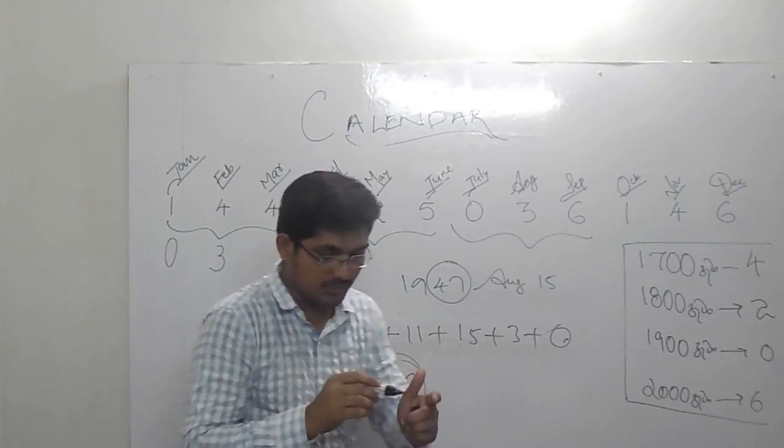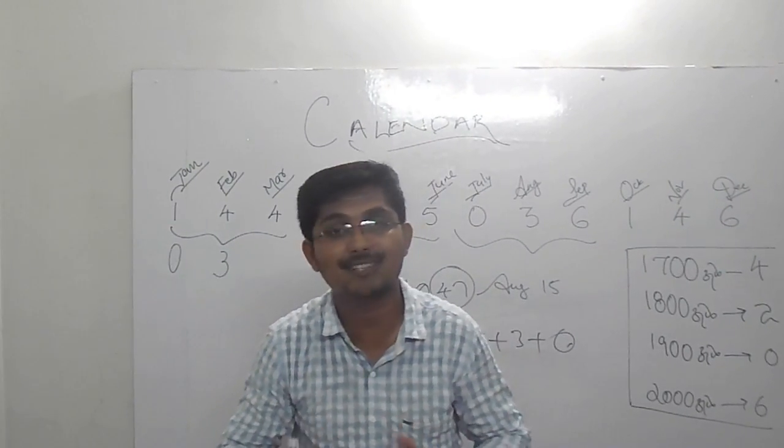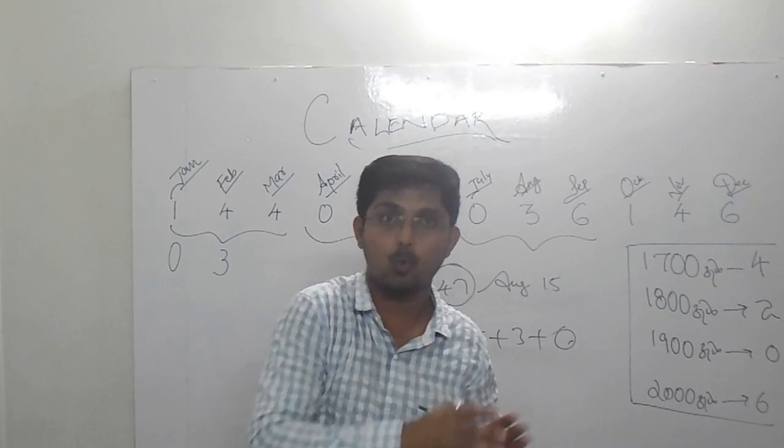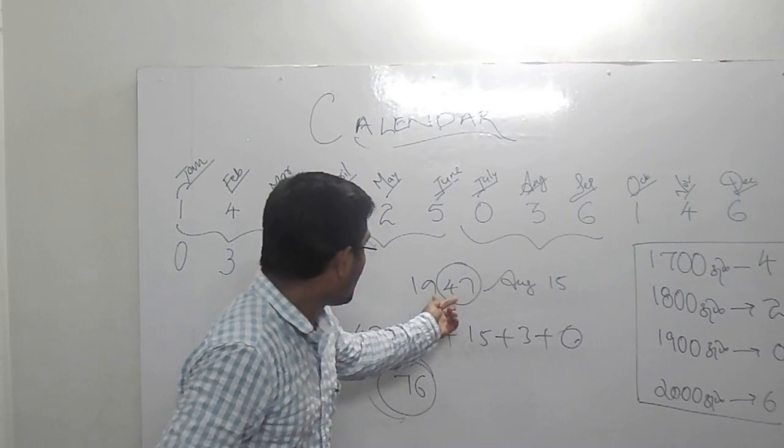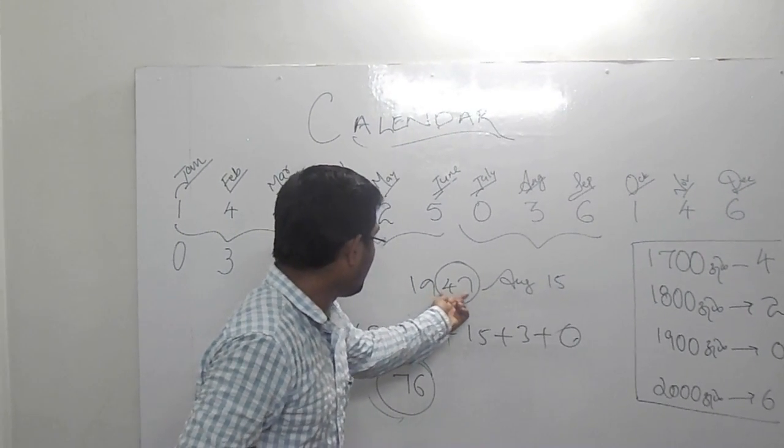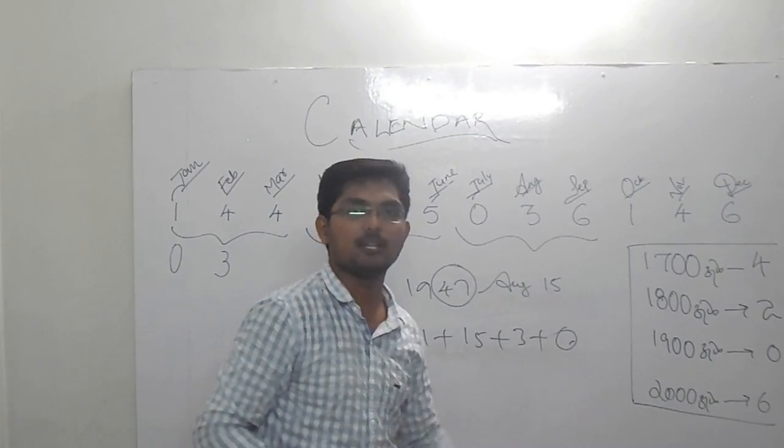When 76 is divided by 7, we get a remainder 6. That means the day is the 6th day of the week. So the day of the week for 1947 August 15 is Friday.